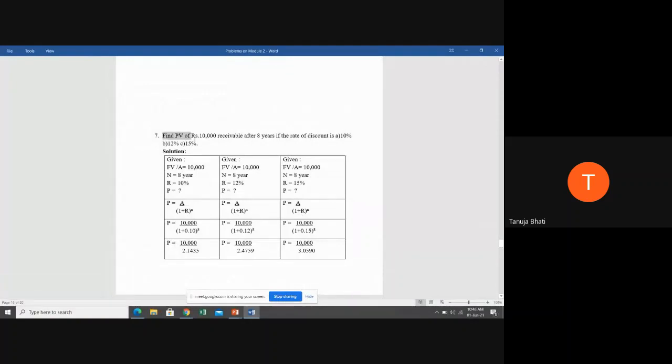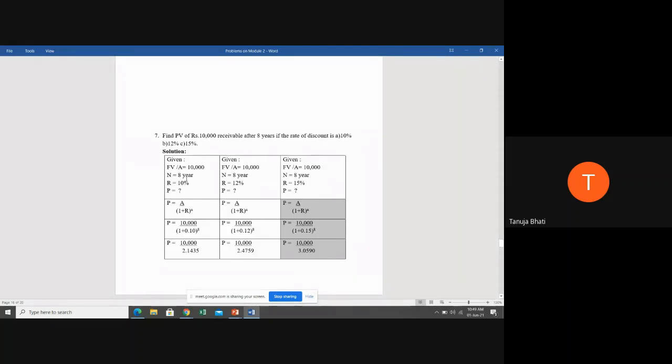Find the present value of 10,000 receivable after 8 years if the rate of discount is 10%, 12% and 15%. It means they are asking us to find the present value of 10,000 which we are going to receive after 8 years if the rate of discount changes to 10%, 12%, 15%. Since 10,000 is a single cash flow, we will see individually in cases A, B, C what the present value is.